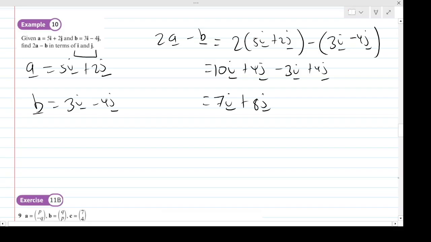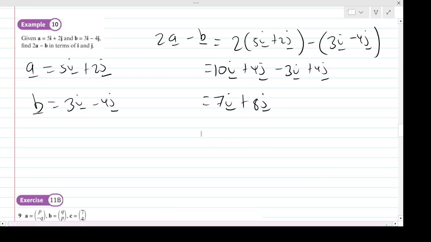That's what it means. We need to have our answer in this form. We could alternatively give it as a column vector, so that'd be 7, 8. But the question did not say you can specify it in that. You have to put it in terms of i and j. So you have to pay attention to what the question wants, okay? But there we are, that's our final answer.